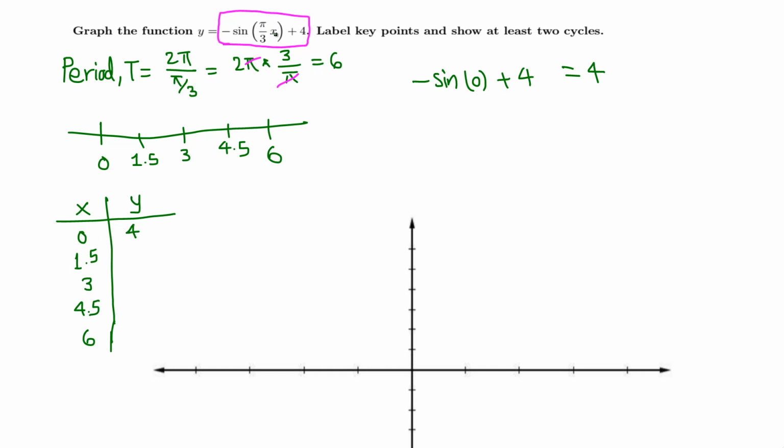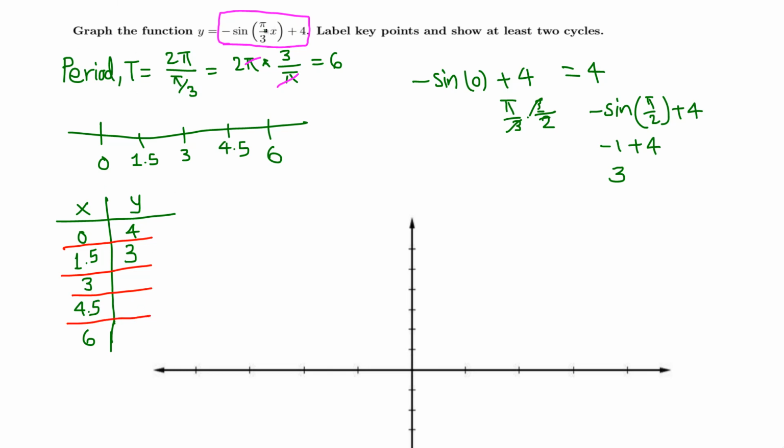Let's plug in 1.5, which is the same as 3 halves. So pi over 3 times 3 halves is pi over 2. So negative sine pi over 2 plus 4. Sine pi over 2 is 1, so negative 1 plus 4 is positive 3. So at 1.5, y is 3. Now the next point is 3.